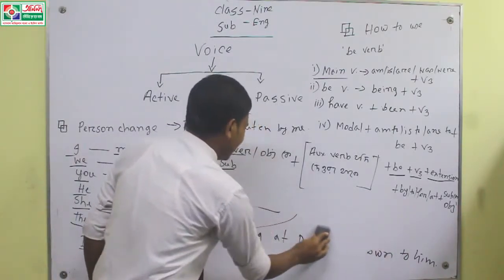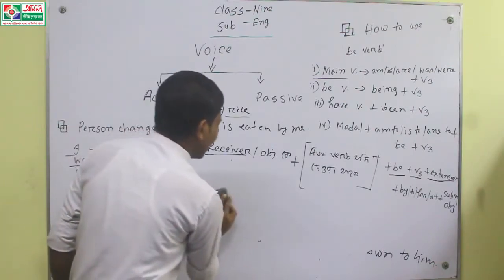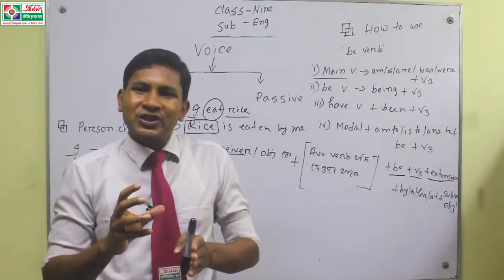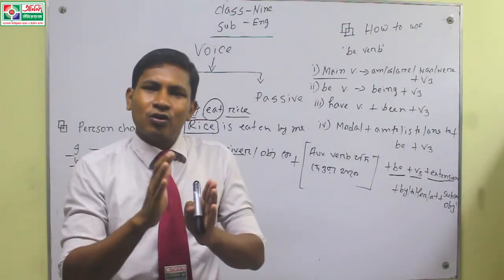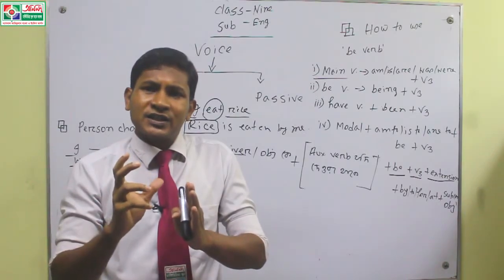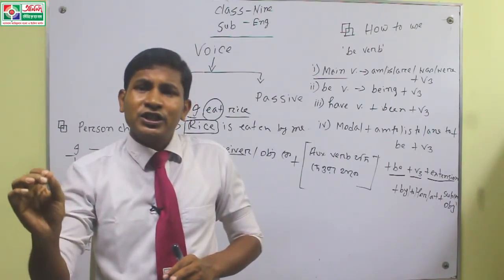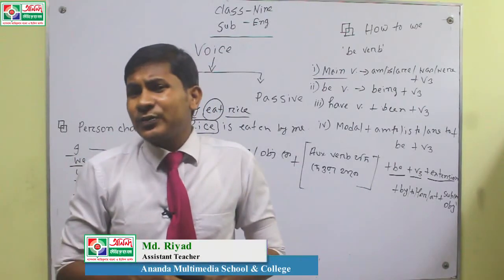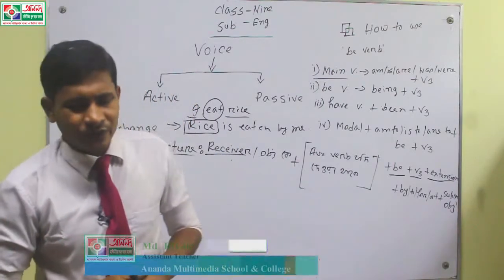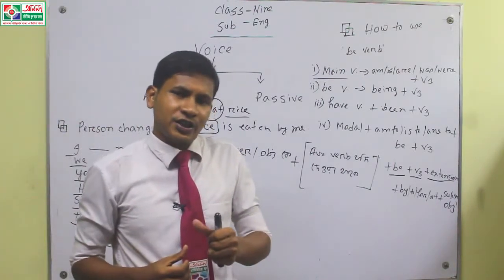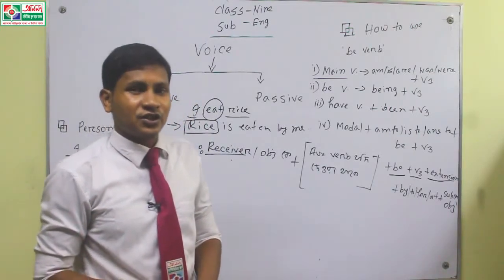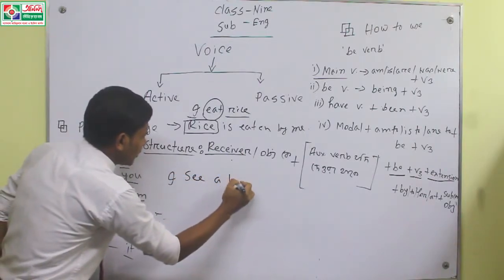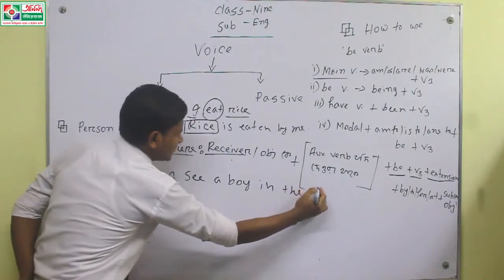So before beginning this chapter, always keep in your mind what extension is. Extension means if you question any verb by what or whom, and you don't get any answer, this type of words is called extension. Do you understand? To understand clearly, I give an example of how to understand extension. I see a boy in the field.